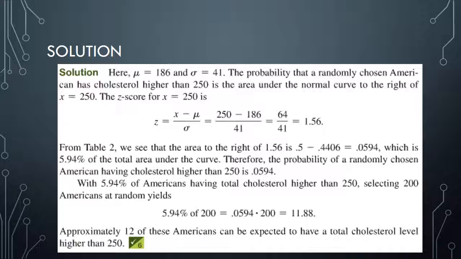Now, out of a group of 200, how do you figure out how many would probably have cholesterol higher than 250? Well, you multiply 200 by the probability. So 0.0594 times 200 gives us 11.88. So about 12. You can't have 0.88 of a person, so you would say about 12 can be expected to have a total cholesterol level higher than 250.